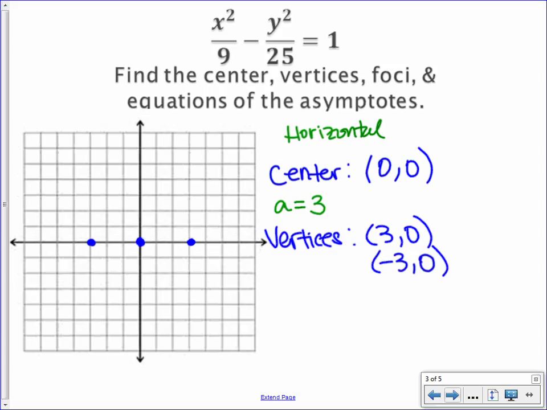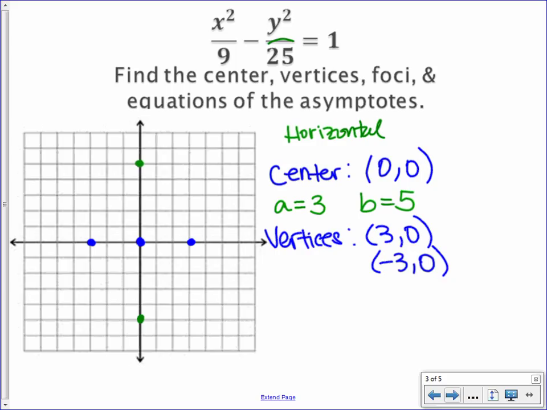Okay. Let's go ahead and identify B. B squared is whatever is under the negative variable, in this case 25. So B squared is 25, that means B is 5. What I'm going to do is plot points 5 away from the center, just in the other direction. Since this is a horizontal hyperbola, I'm going to plot them vertically.